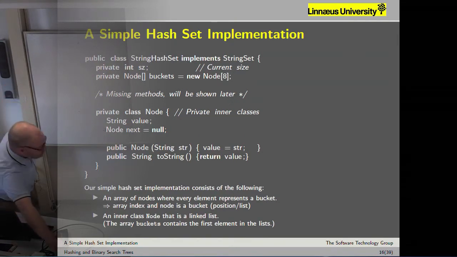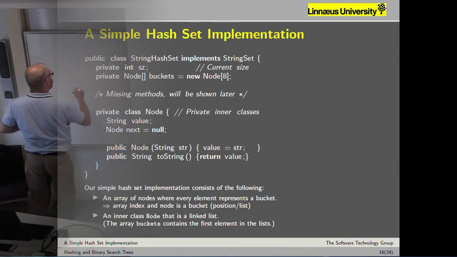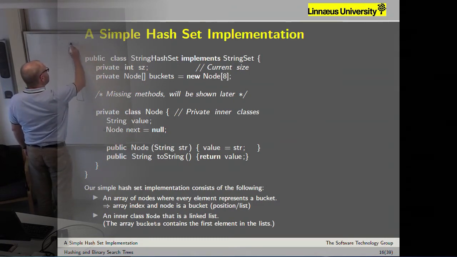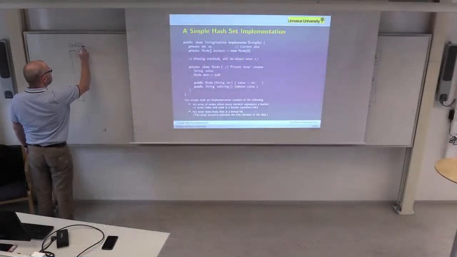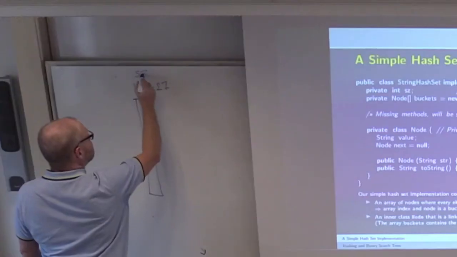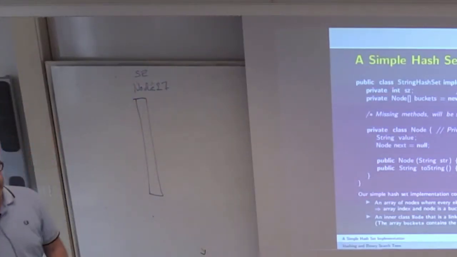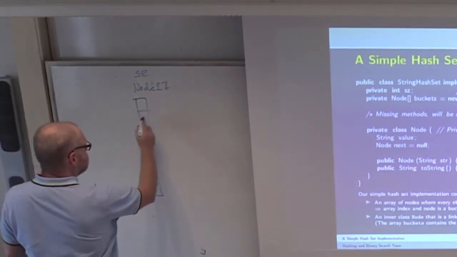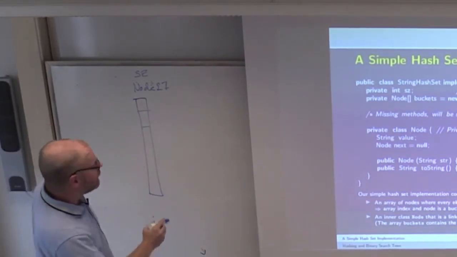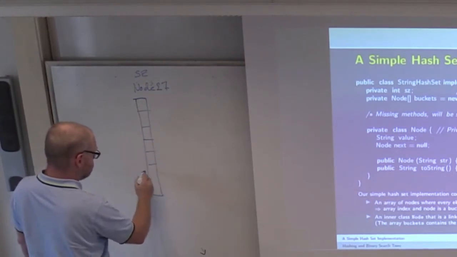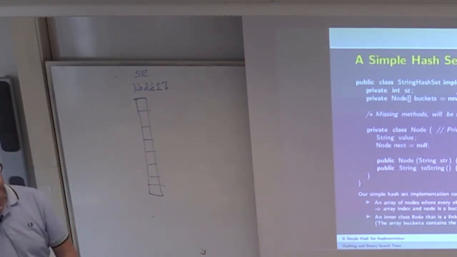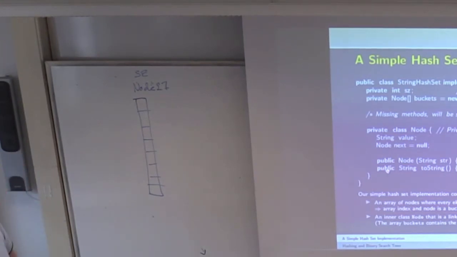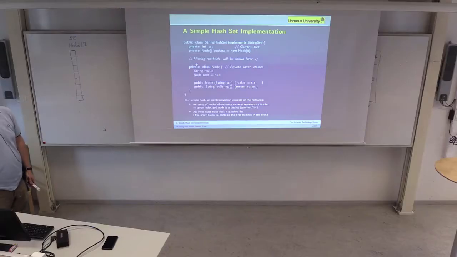So I have to start with an array of nodes. And I'm keeping track of the current size of added elements. Initially in this example, it just contains 8 different linked lists. Yeah, do you understand the setup?